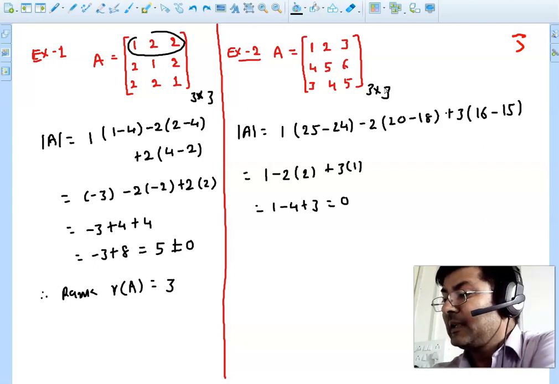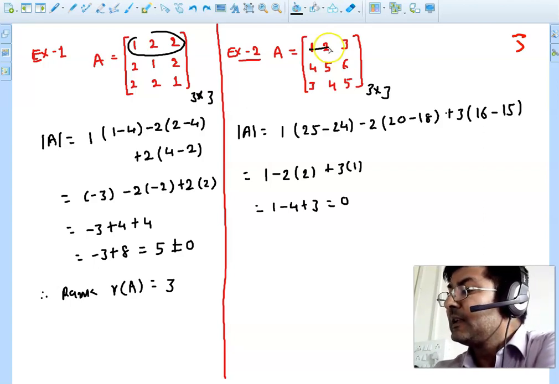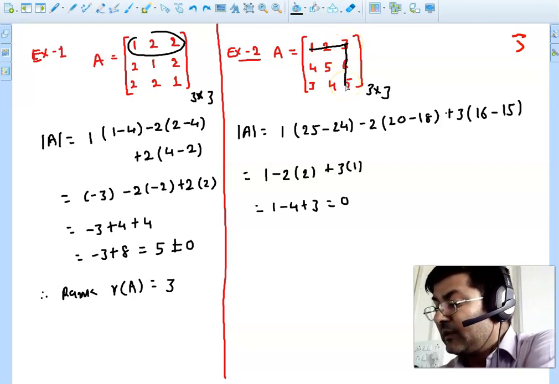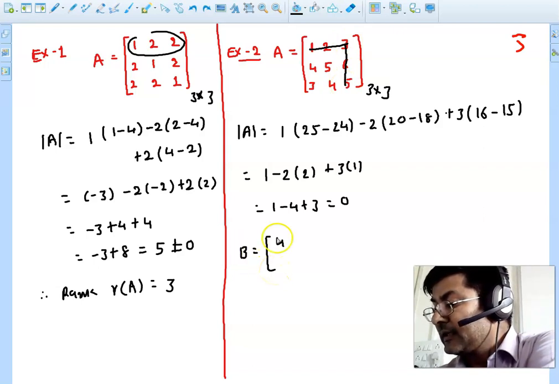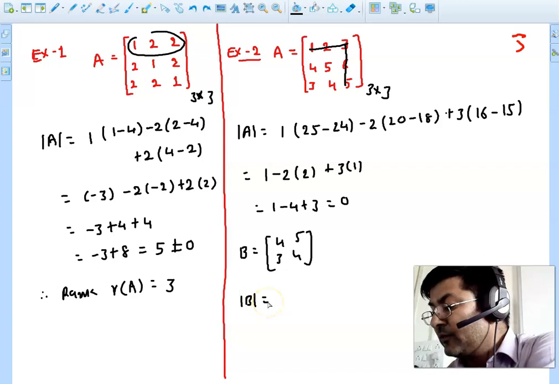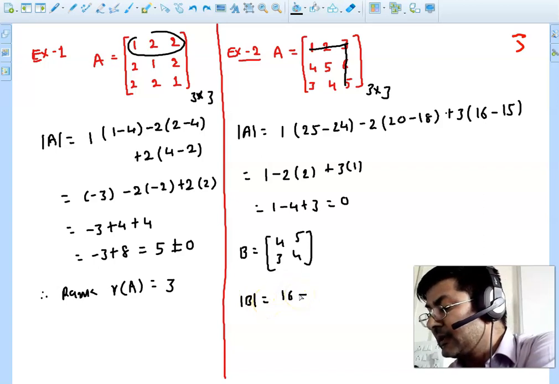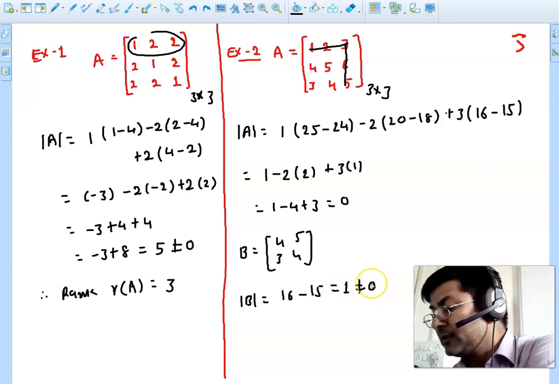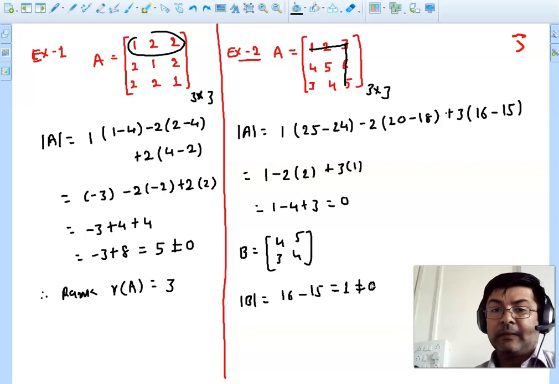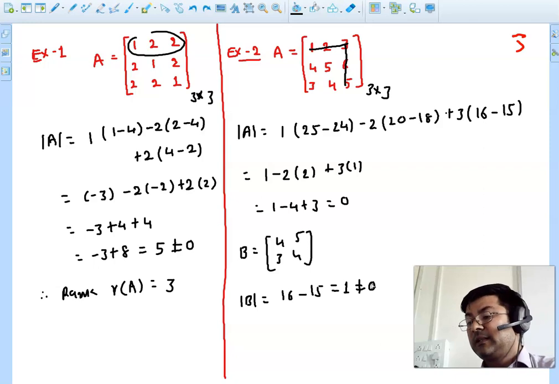For example, suppose we are deleting the first row and the third column. Then you will get a square submatrix, say it is matrix B, whose entries are 4, 5, 3, 4. Now we will calculate the determinant of matrix B. 4 4s are 16 minus 5 3s are 15 equal to 1, which is not equal to 0.